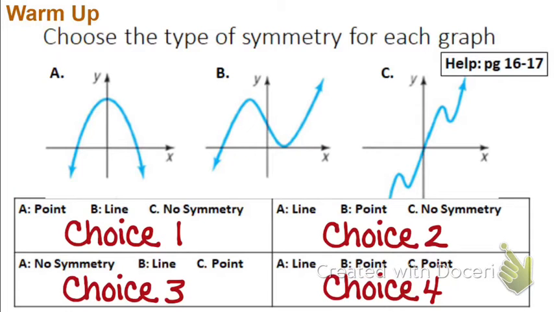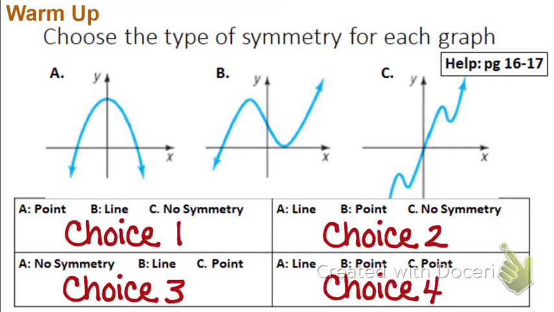All right, so let's walk through a graph at a time. Graph A. Remember, line symmetry means I could draw a line, vertical or horizontal, somewhere on here, and if I folded it on that line, the two sides would match up. That's what it means for it to have line symmetry.